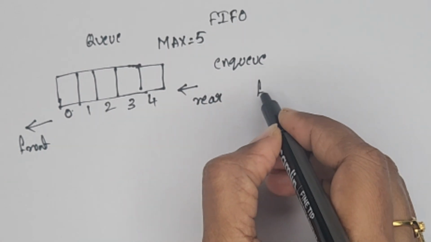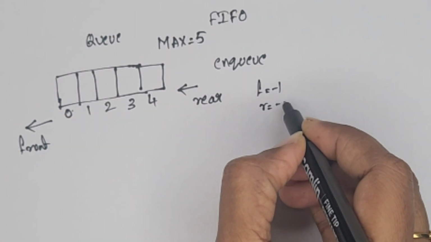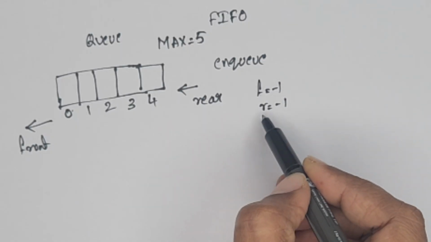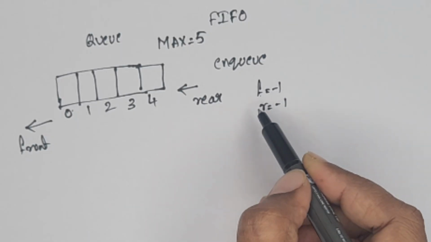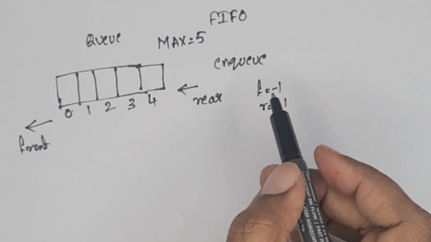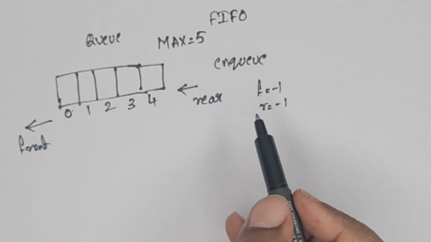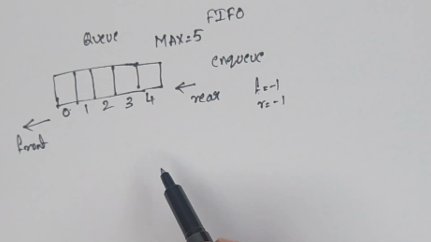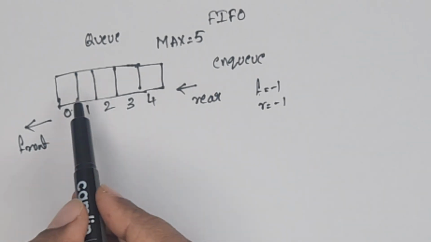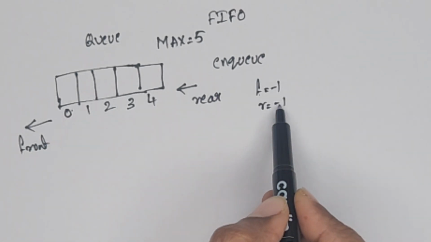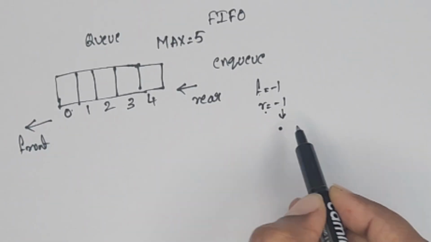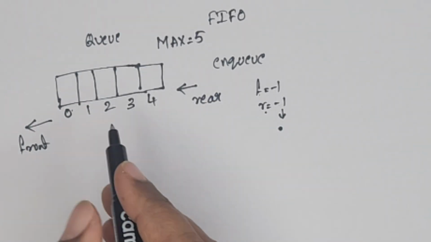Initially front is -1 and rear is also -1. Instead of writing front and rear completely, F means front, R means rear. Initially both are -1. Okay, on the rear side we have to insert the elements. When we insert the first element, in which position do we insert? Initially rear is -1. Now increment rear value by 1. In that location we have to insert.